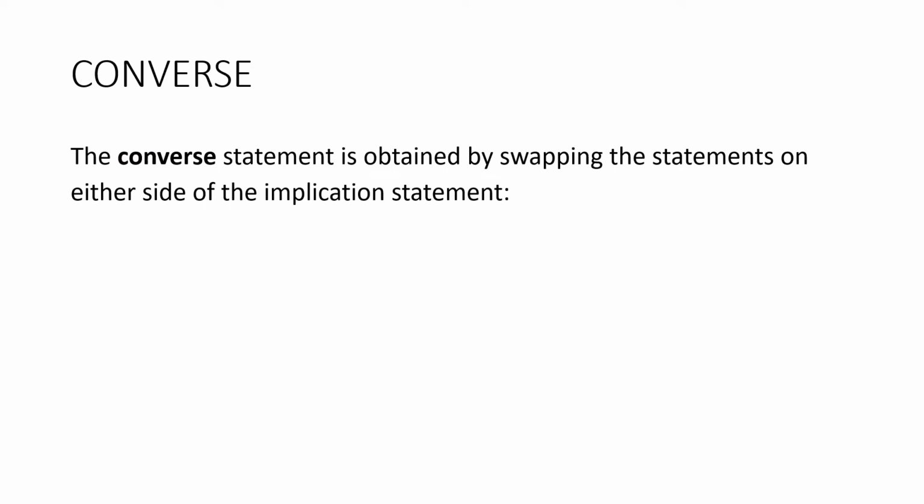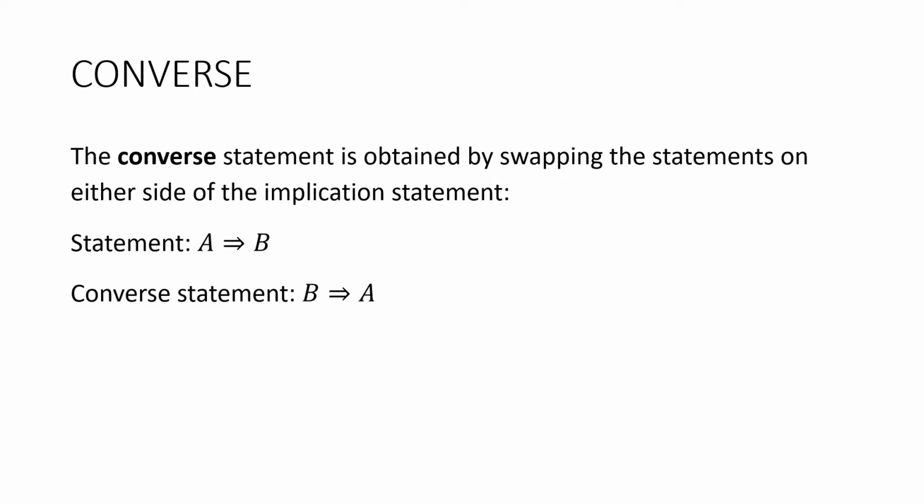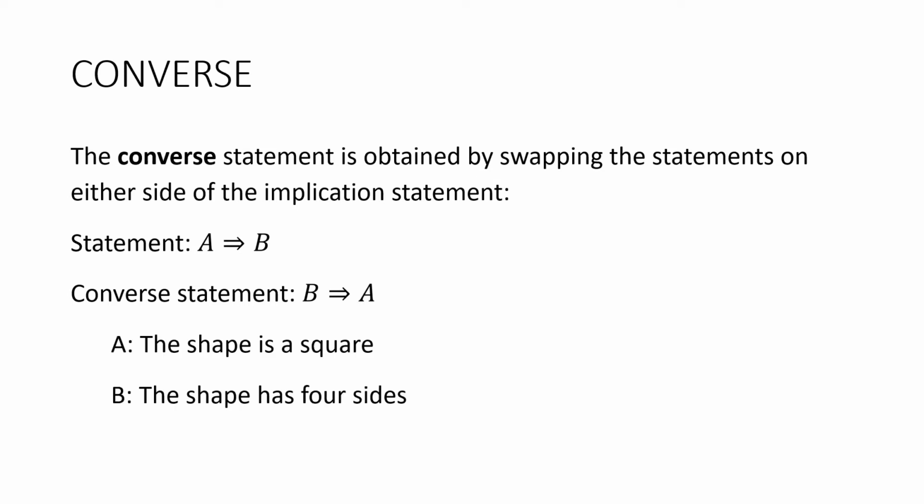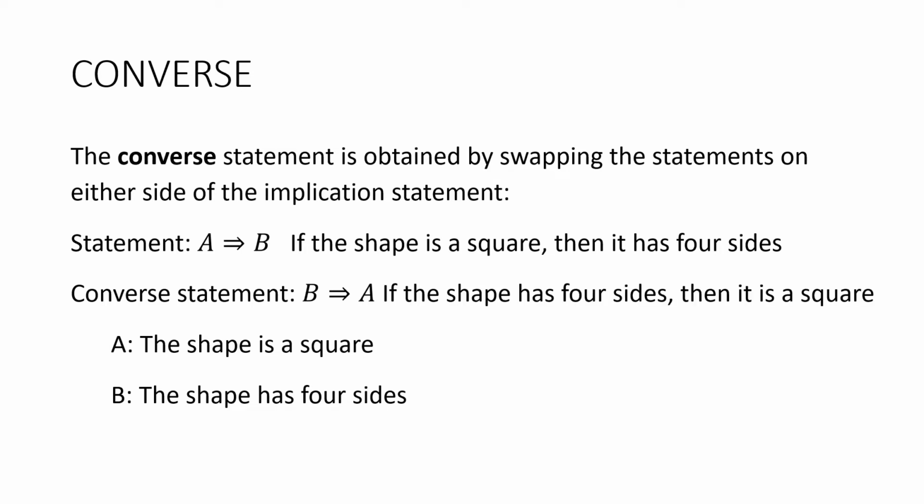Now the converse statement is obtained by swapping the statements on either side of the implication statement. So if the statement is A implies B, the converse is just B implies A. Here's an example. Let's let A be the shape is a square and B is the shape has 4 sides. So the statement is if the shape is a square, then it has 4 sides. The converse statement is if the shape has 4 sides, then it is a square.